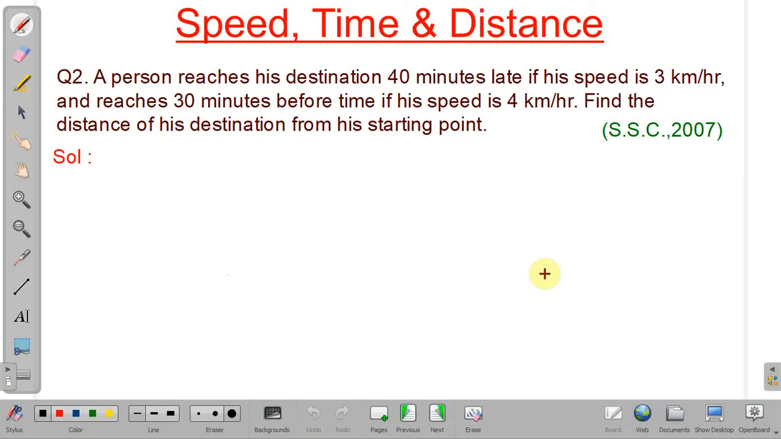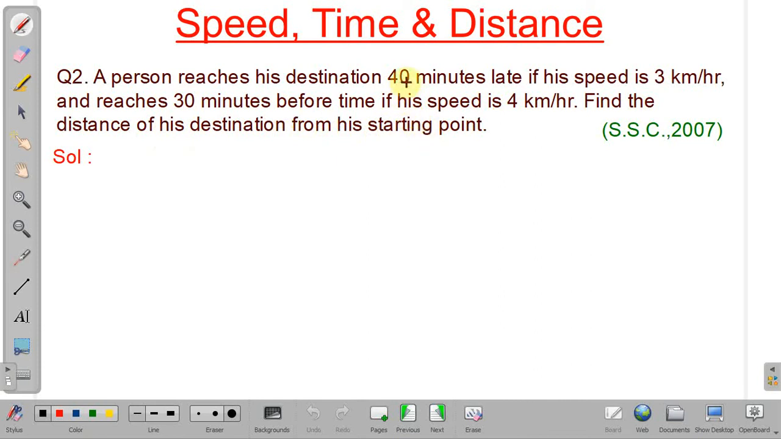So next problem. In this problem, a person reaches his destination 40 minutes late if his speed is 3 kilometers per hour, and reaches 30 minutes before time if his speed is 4 kilometers per hour. So we have to find the distance of his destination from the starting point.